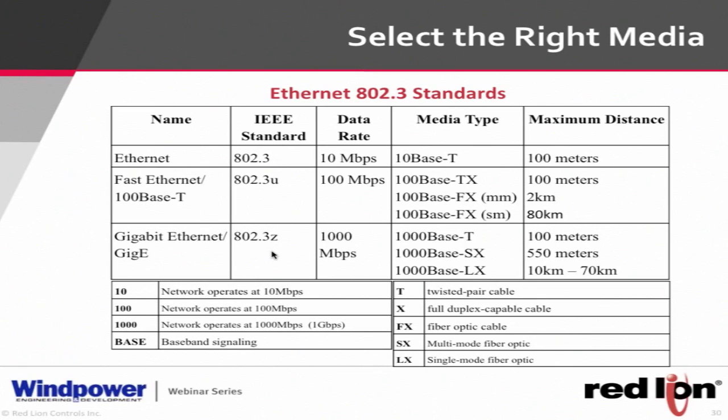So again, we didn't really change the distance on the copper. We can still only go 328 feet or 100 meters. But with the SX and LX, it would be short haul or long haul. That SX would be multi-mode, and you can go up to 550 meters. If we went with the long haul or the single mode fiber, then we would look at going 10 kilometers to 70 kilometers.